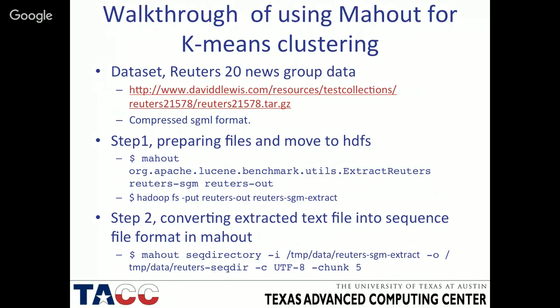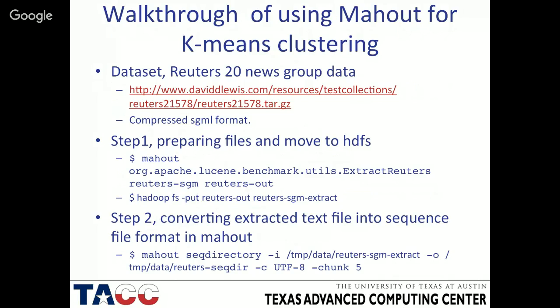The Reuters newsgroup data has a particular format, so that's why you need the first step to convert it to a file format that can be used more easily by the rest of the steps. The other thing I want to emphasize is that in this case, we are extracting the text into a sequence file format inside the Hadoop cluster. You can store your text file inside HDFS. It's just going to be your regular text file, but it might be a little bit less efficient in terms of storage or subsequent processing.